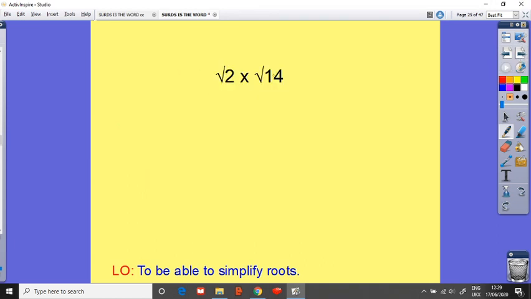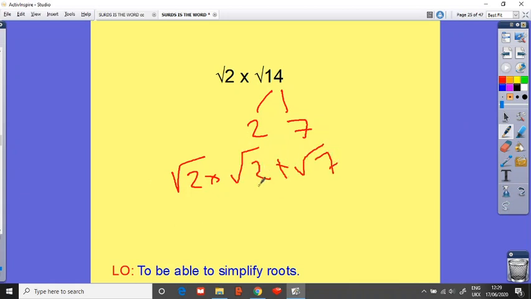This one here, there's 2 ways I could do it. Let's prime factorise 14, which is just 2 and 7. So I'm going to write this as a square root of 2 times my square root of 2 times my square root of 7. These 2 square roots cancel out, just give me 2. So my answer is 2 root 7.